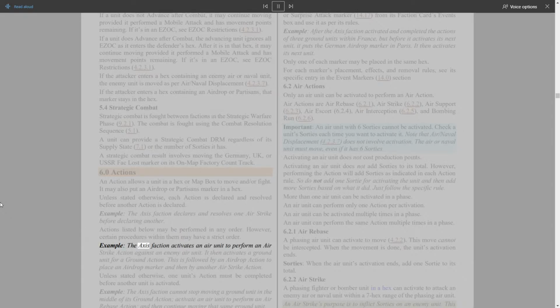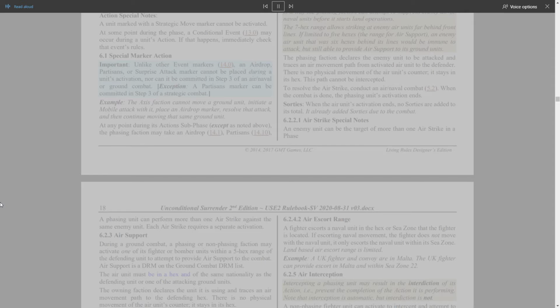Example: the Axis faction activates an air unit to perform an airstrike action against an enemy air unit. It then activates a ground unit for a ground action. This is followed by an airdrop action to place an airdrop marker, and then by another airstrike action. Unless stated otherwise, one unit's action must be completed before another unit is activated. Example: the Axis faction cannot stop moving a ground unit in the middle of its ground action, activate an air unit to perform an air rebase action, and then continue moving that same ground unit.